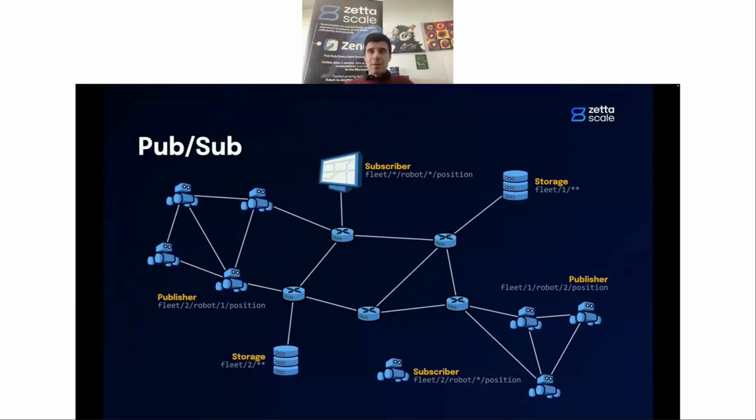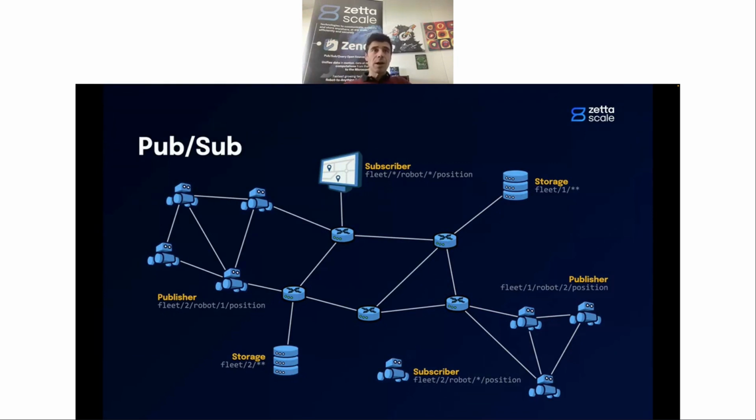So in this case, potentially one robot is publishing some data, and you see that it's publishing its position. So it's in fleet 1, robot 2, publishing position. The storage in the upper right corner had a key expression that was matching this key, so it's stored, and the subscriber also received that data.